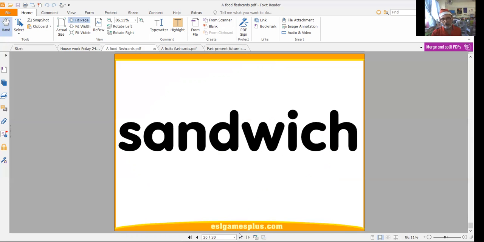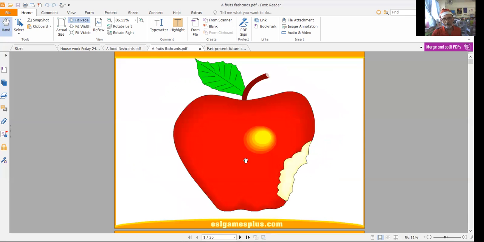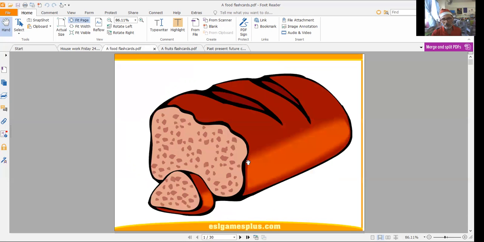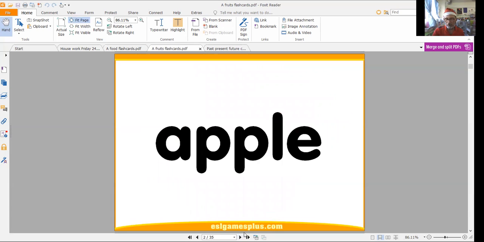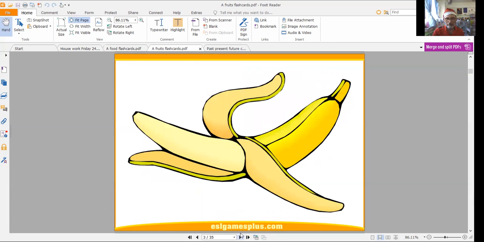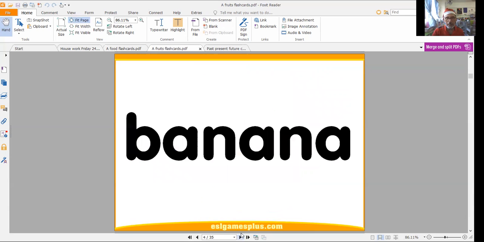And that's food. Now let's look at some fruit. What kind of fruit is this? Now remember, there's food and there's fruit. Fruit is most of the time very sweet, sometimes sour. Okay, this is what? Apple. Banana.